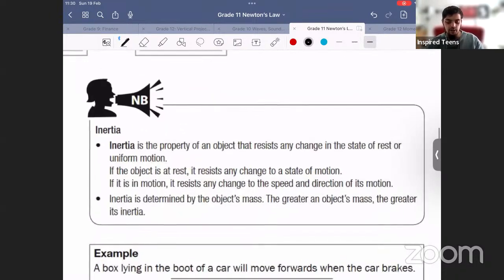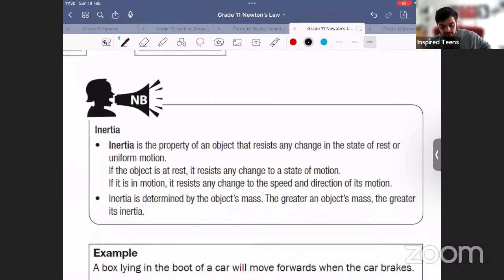Let's discuss inertia. Inertia is the property of an object that resists any change in the state of rest or uniform motion. It doesn't want to change the speed at which it's traveling, the human body. If the object is at rest, it resists any change to the state of motion. If it's in motion, it resists any change to the speed and direction of its motion. Inertia is determined by the object's mass. The greater the object's mass, the greater its inertia.